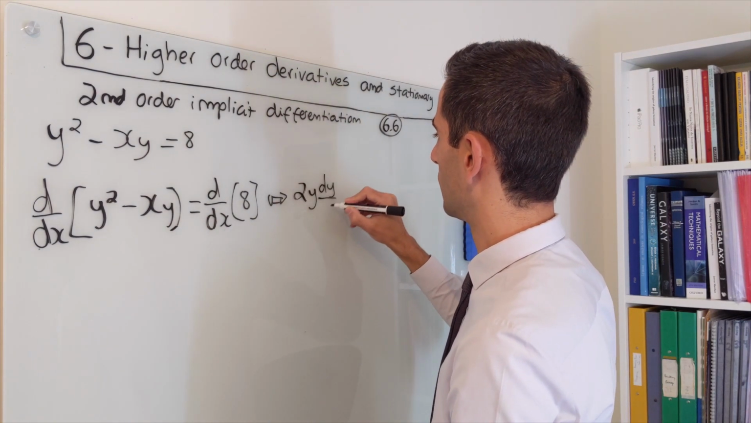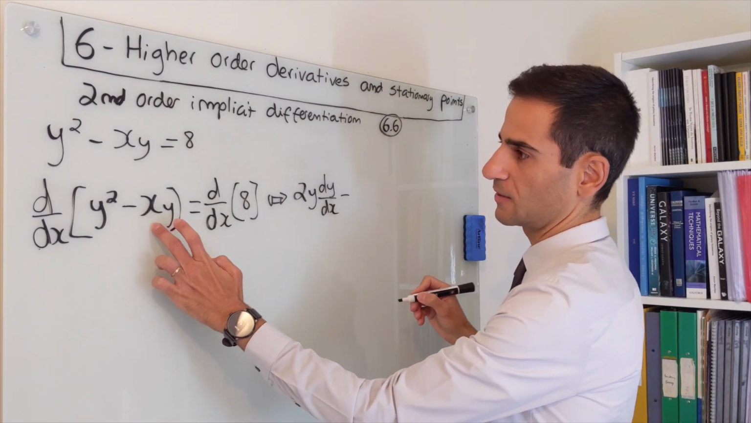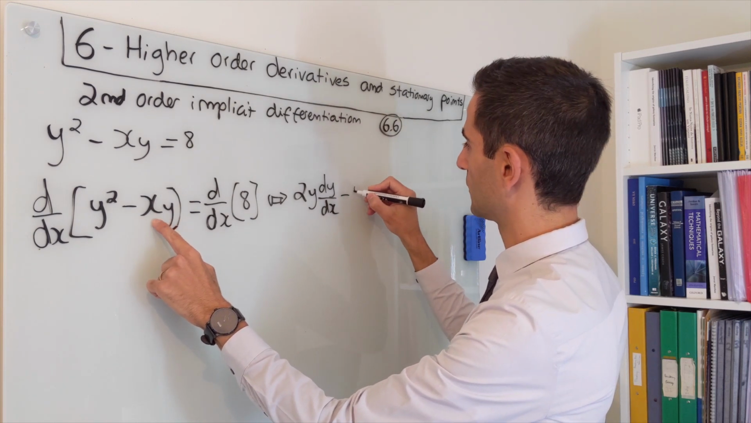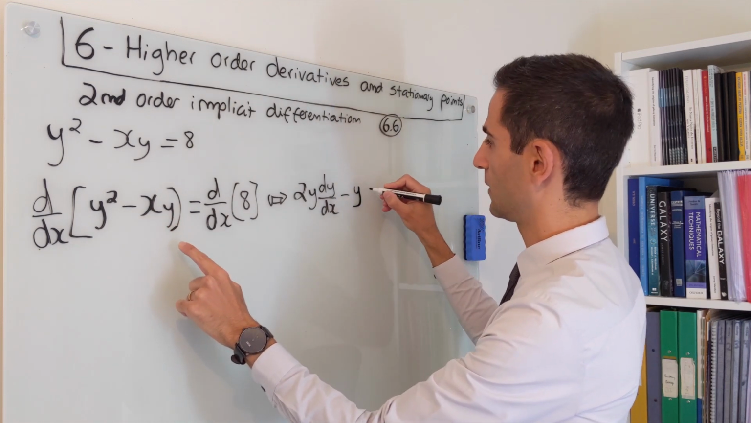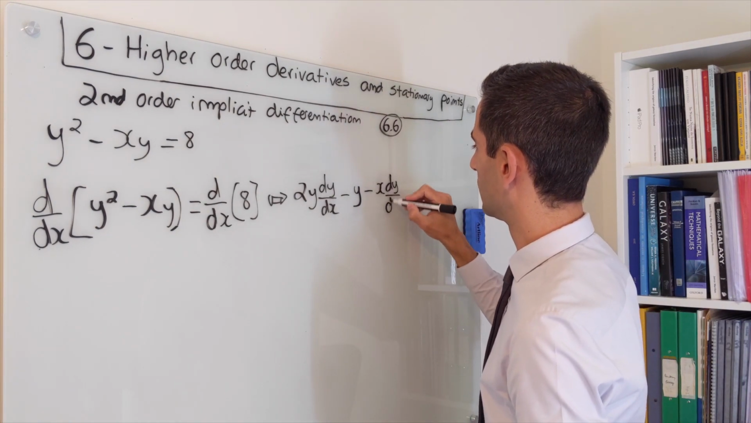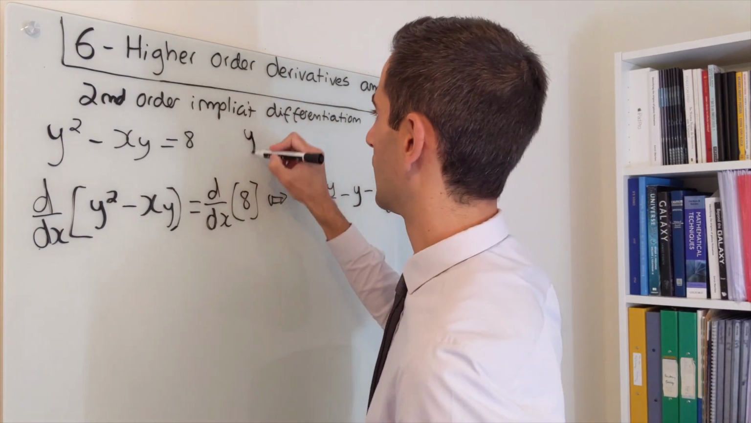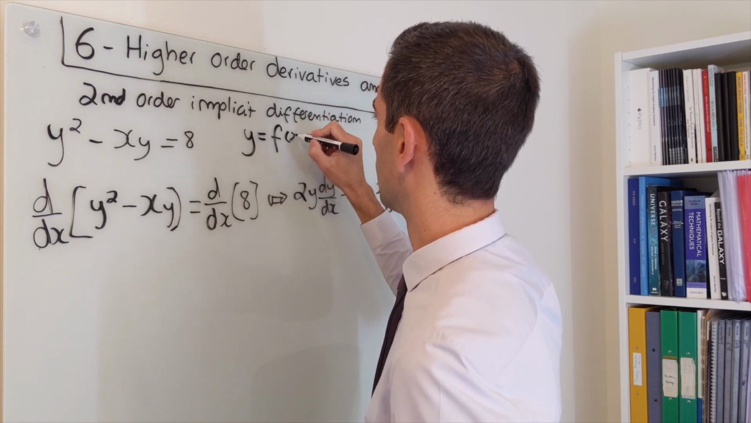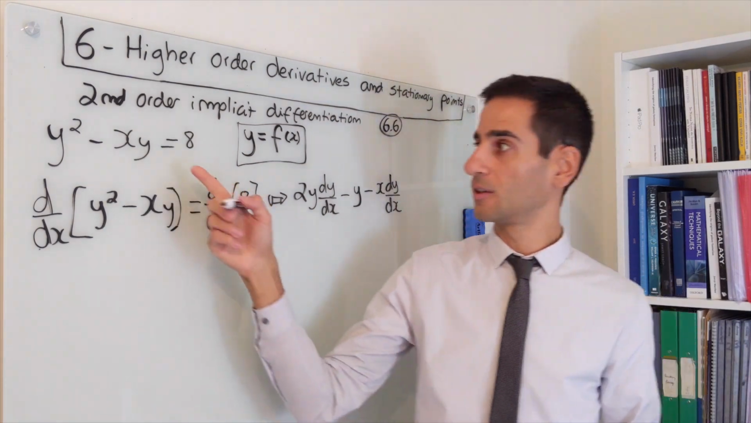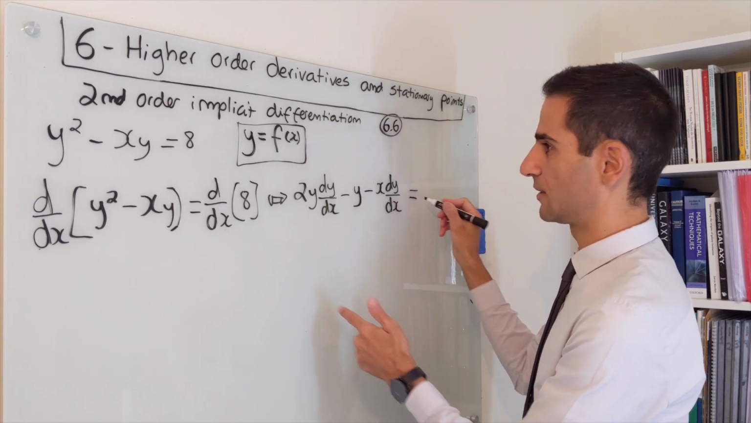We get 2y dy dx minus, in this case, we're going to use the product rule, the derivative of this. So we're going to have y minus x multiplied by dy dx. And in this case, if it is not clear yet, y is assumed to be a function of x. And therefore, every time we differentiate a term that contains a y, we need to use chain rule. And on this side, we get 0.